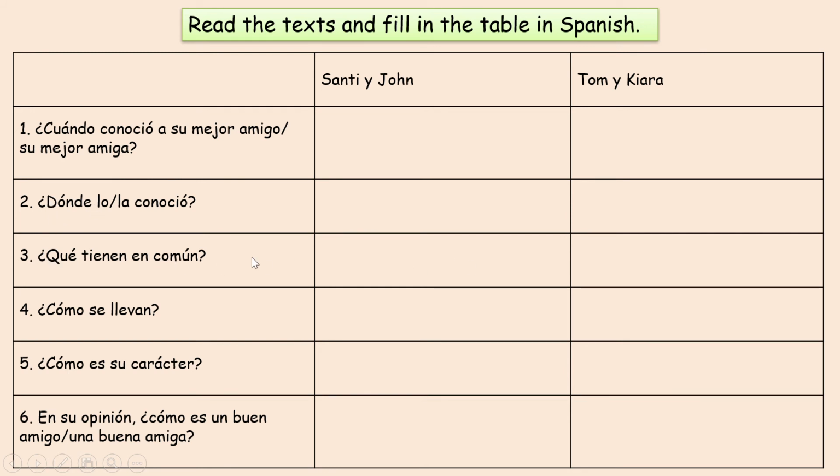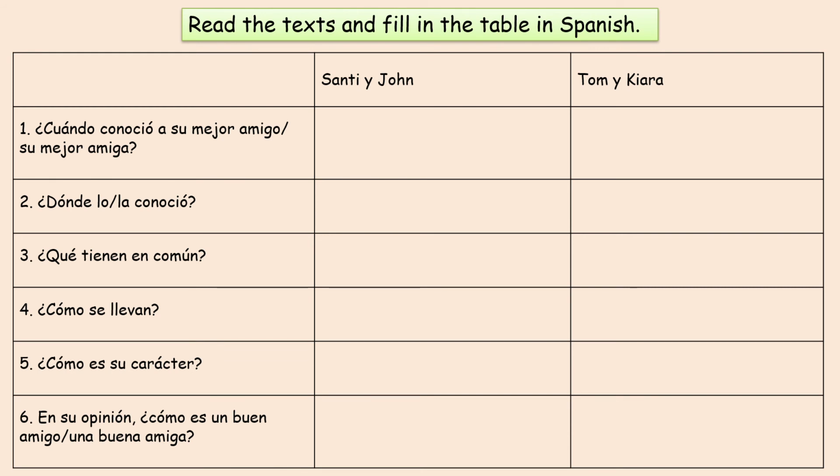So you're going to be looking for something in the present tense here. Past tense, present tense. Present tense again here for how do they get on? ¿Cómo se llevan? So it would be se llevan como, they get on like, or se llevan bien. Describing their personality here, and then asking for their opinion. So the last phrase, you'll be looking at the bottom of the text.